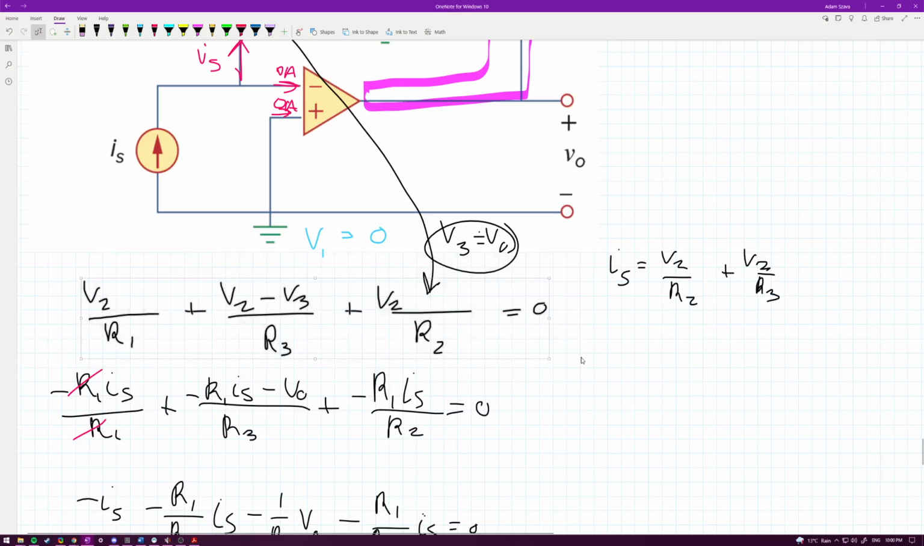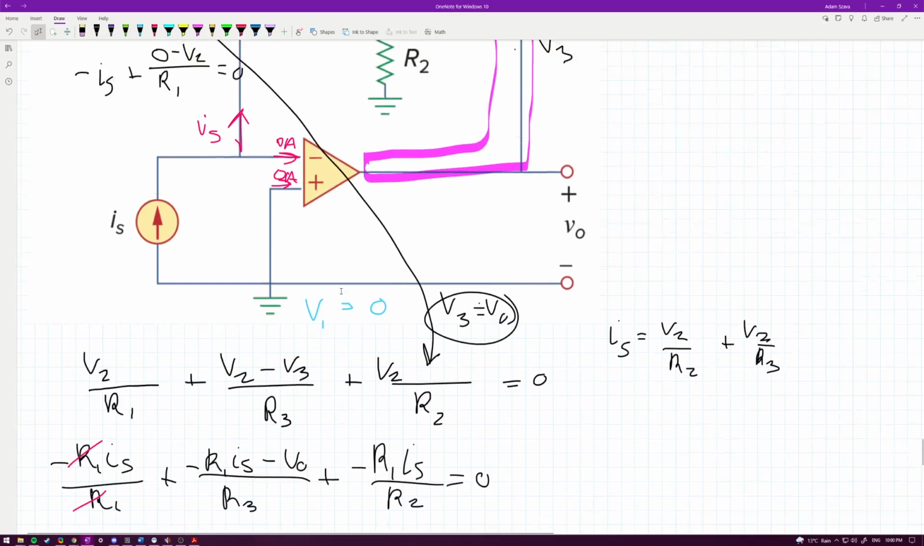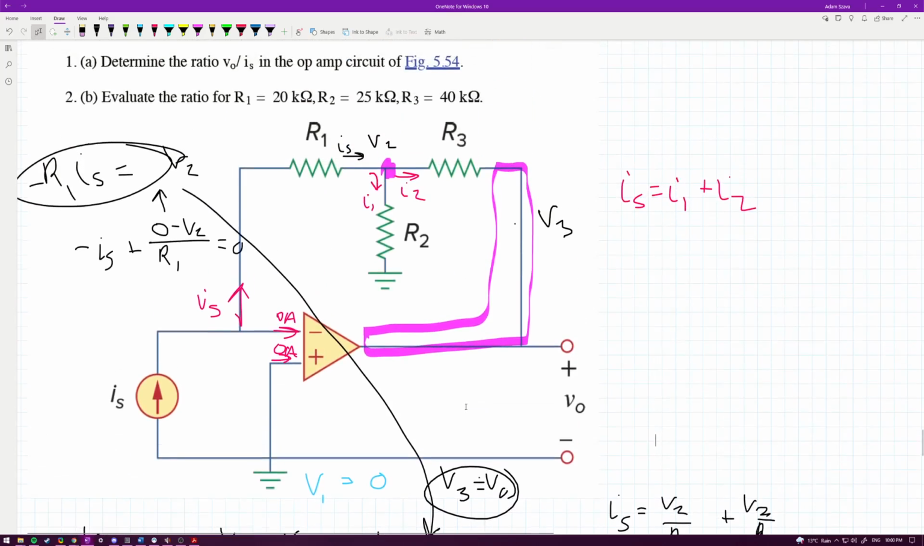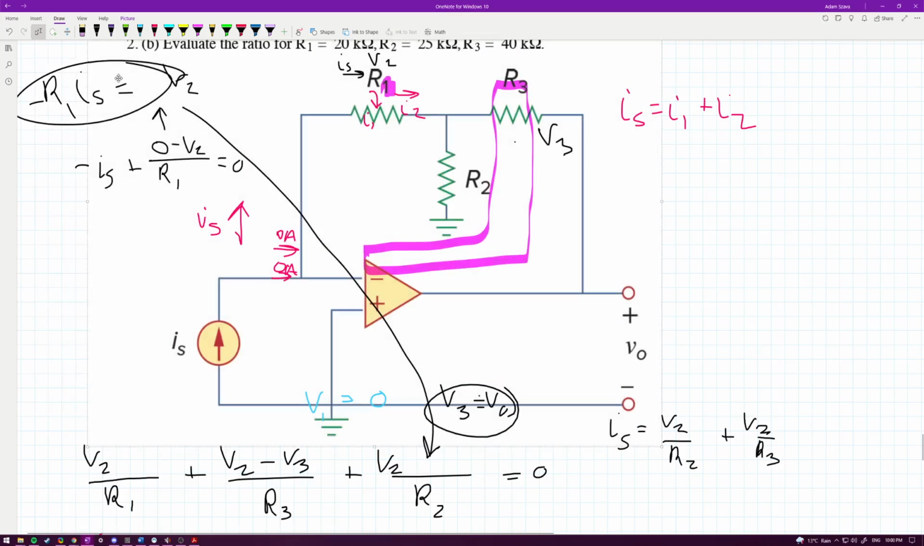And then we need to find some sort of way to represent V2 and V3. So V3 is equal to V naught. Hopefully that's clear, right? V3 is equal to V0. V2 is a little bit more complicated. So to find V2, we needed to do nodal with this node. And we discovered that negative IS plus 0 minus V2 over R1 is equal to 0. Rearrange that for V2 here.